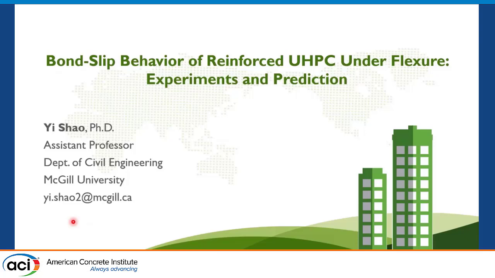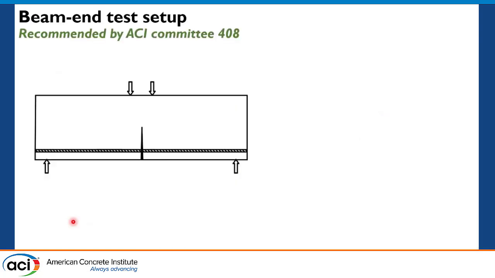So I hope I can give everyone a short break from the column test and to understand the material behavior, especially the bond a little bit. So we are going to talk about the bond slip behavior under flexure. Why do we mean flexure? It's brought up by our Bing-An test setup.